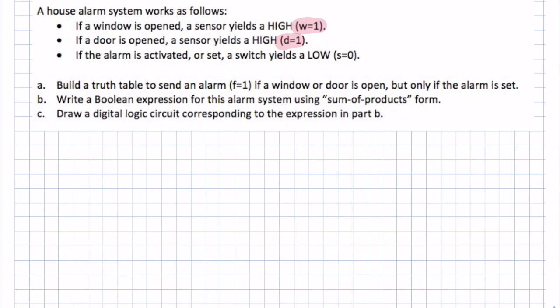All right, if the alarm is activated or set, you have a low. That happens. You might be asking why would it be a low instead of a high. You can assign it either way. So in this particular problem, if the alarm is activated, the switch indicating that would be a low voltage. All right, so this is all part of the given.